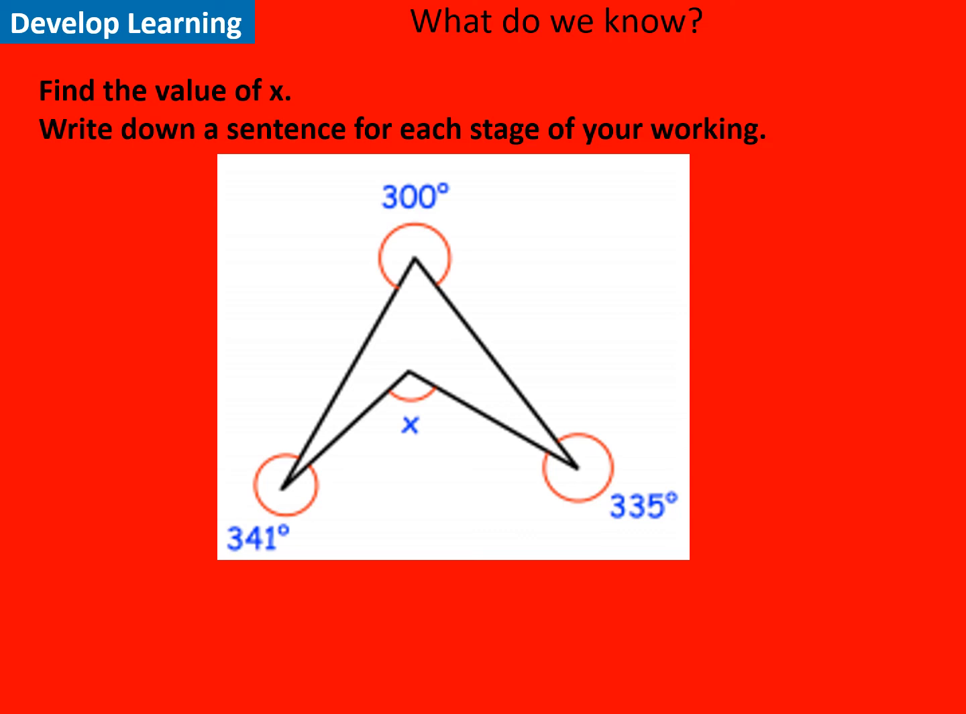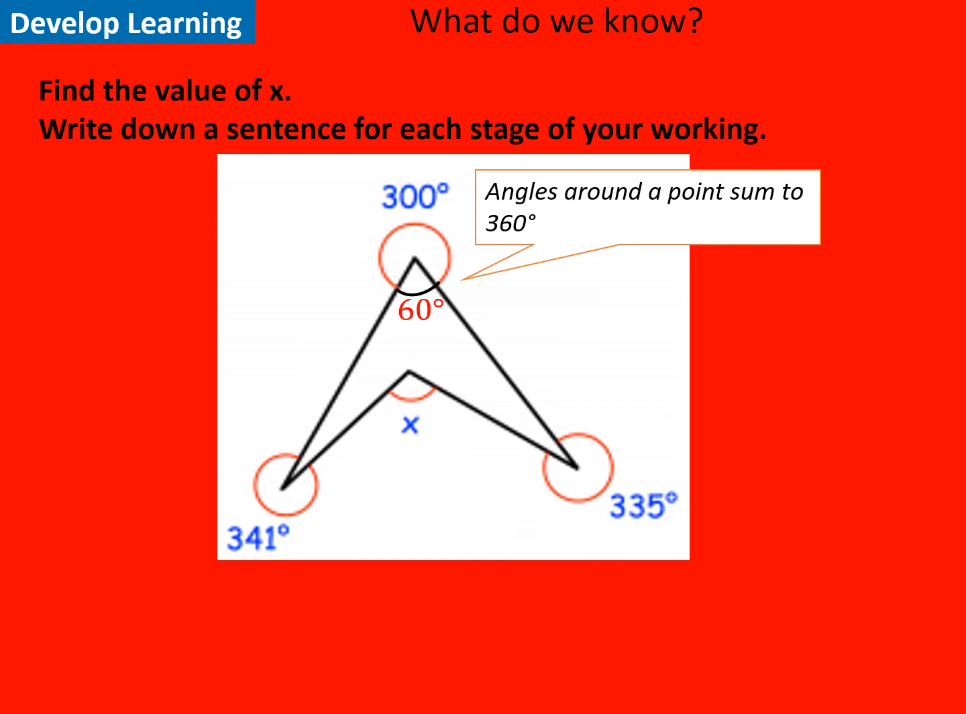Let's have a look. If we want to find the value of x, we're going to need to know all of the sizes of the interior angles in the quadrilateral. This is how I started it. I chose the top corner and I said that this interior angle is equal to 60. How do I know this? Angles around a point sum to 360 degrees, and I know the exterior angle around this point is 300 degrees. This will mean that the interior angle is 360 take away 300, which is 60 degrees.